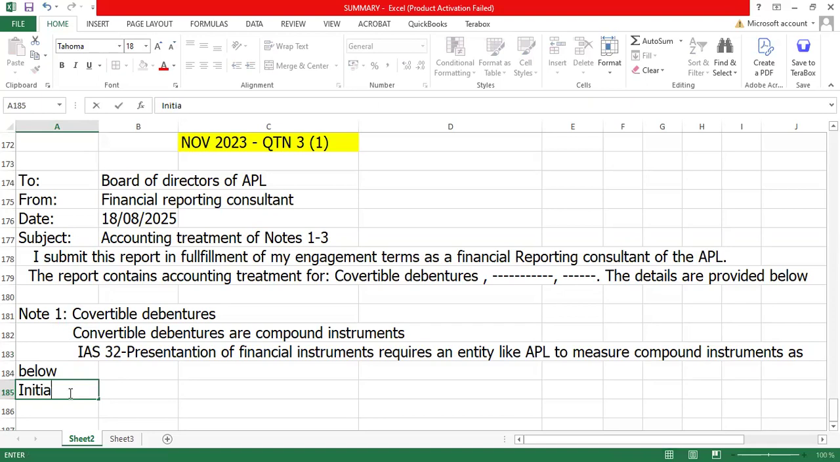Initially, what should we do? We have already talked about all those things. Initially, the convertible debentures should be split into two. They should be split into equity and financial liability.